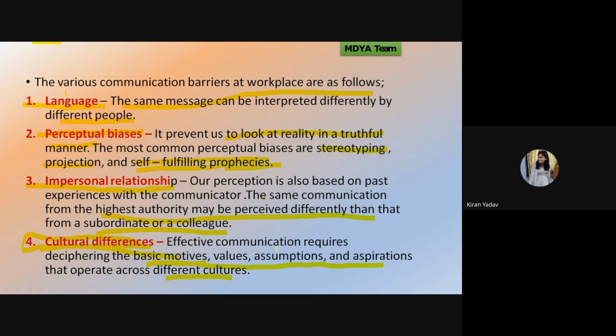Okay. Effective communication requires deciphering, meaning understanding, the basic motives, values. For example, there are two cultures, and one culture's people, if they are communicating with the other culture, then they should understand the basic motives of that culture's people, their values, their assumptions and aspirations for effective communication. If they don't, then due to the cultural differences, a barrier will be there. Okay. Got it.